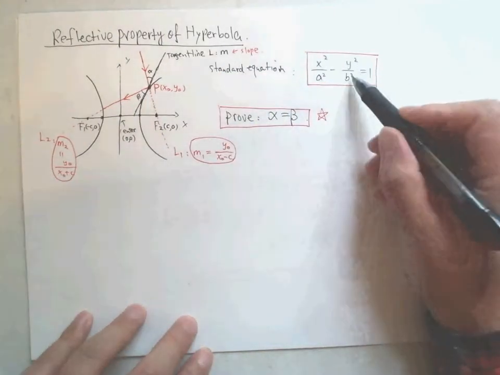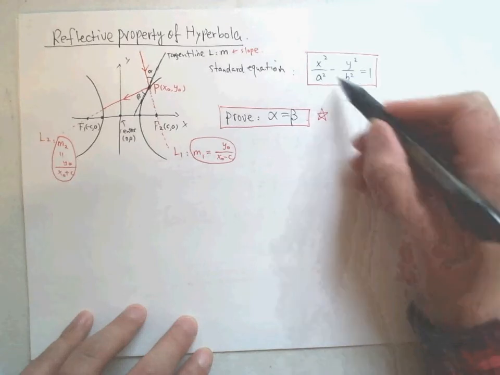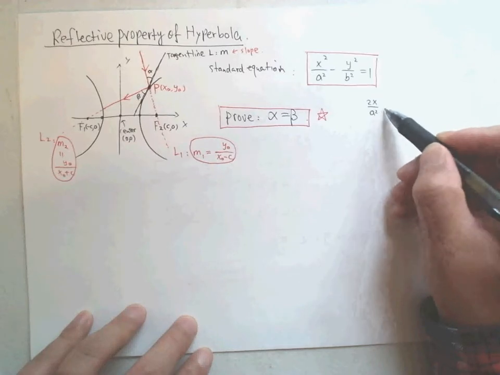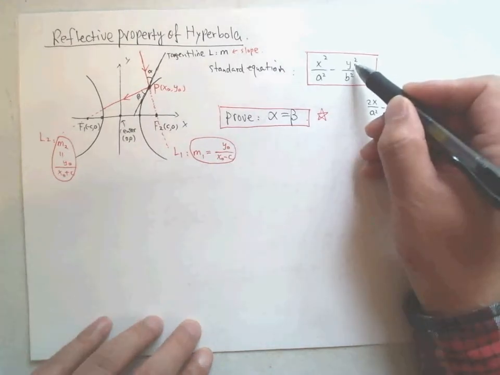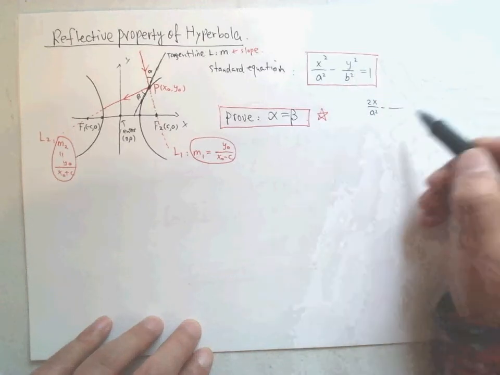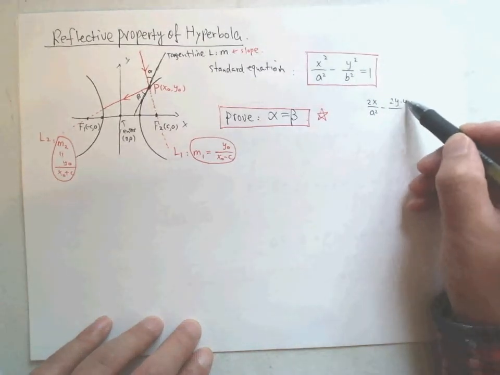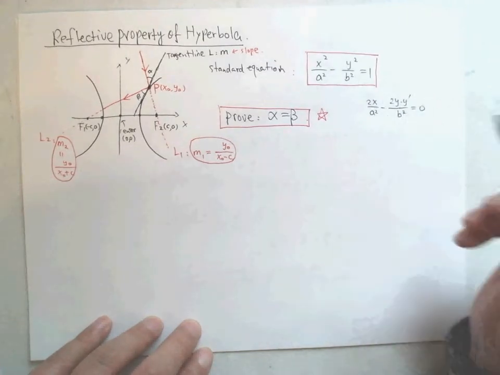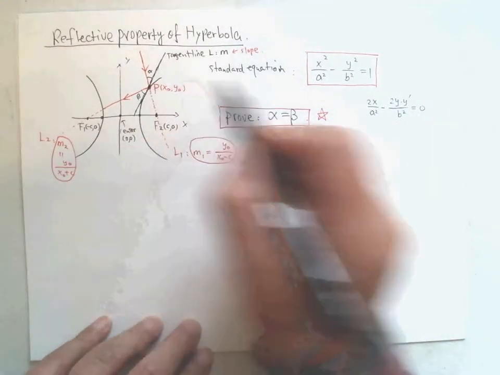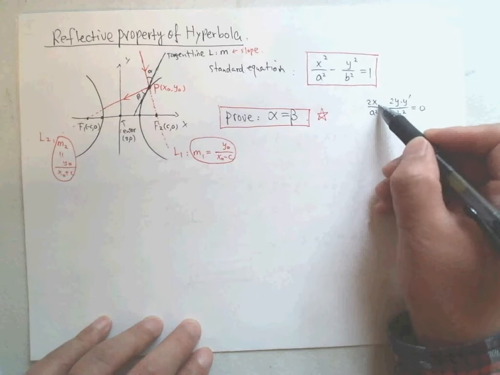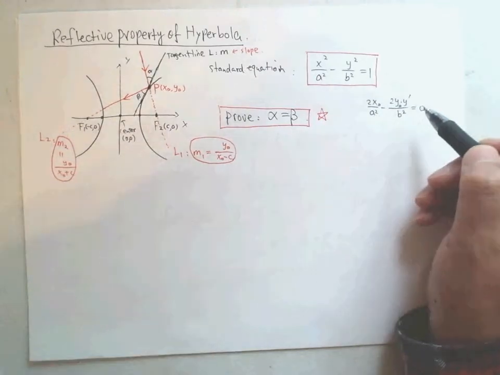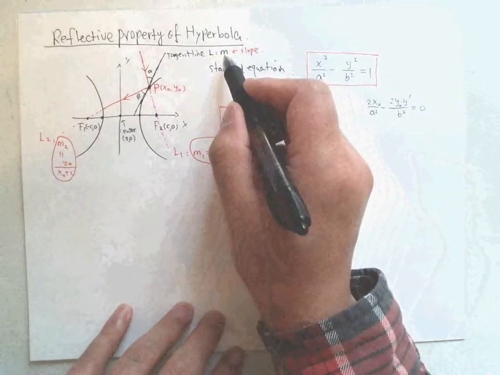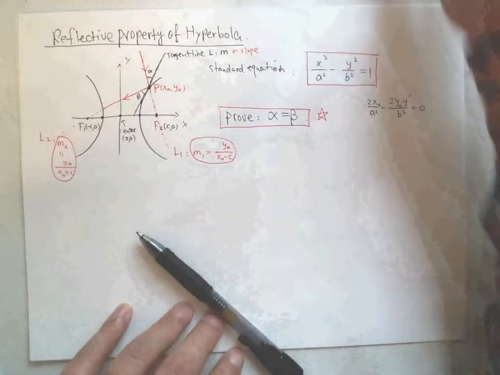So I'm going to take a derivative of both sides with respect to x. We have 2x over a squared minus, and for y, this is the chain rule, so we have 2y times the y derivative, over b squared. The right side is 0. Of course, this point is x0, y0, so I will put x0 here and y0 here. Then we're going to solve for the derivative. This derivative is the slope m.